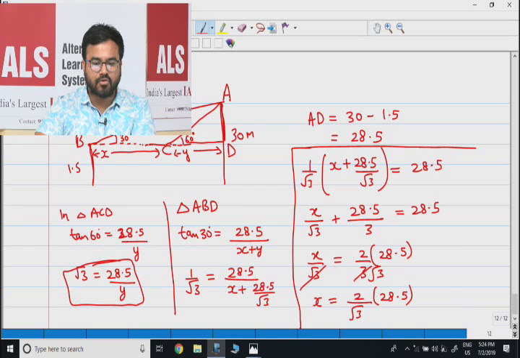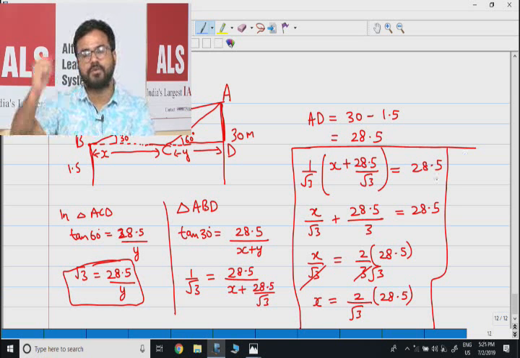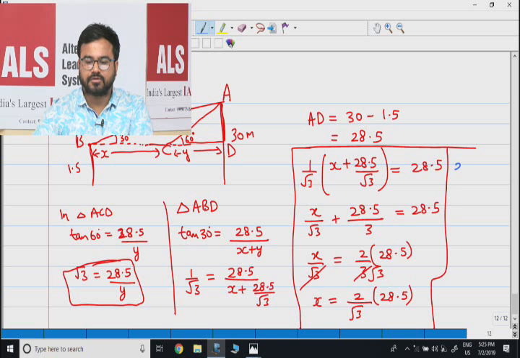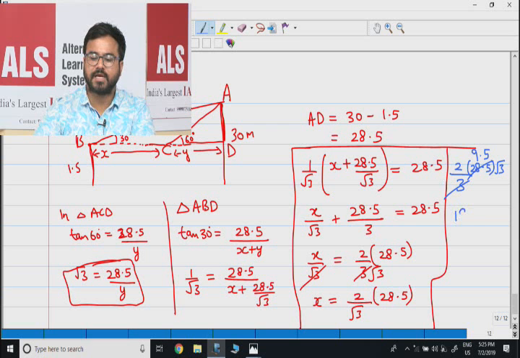Now you can again simplify this one up to here, 2 by root 3 times 28.5. If you want to simplify it further, you can rationalize this one, and when we rationalize this one, we will multiply by root 3 in the numerator and the denominator. So the denominator will become 3 and 28.5 into root 3. So this 3 will cancel out with 28.5. So 3 nines are 27, so 9.5. So 9.5 into 2, which is 19 root 3. That is the final answer.